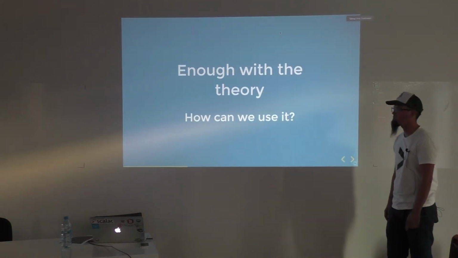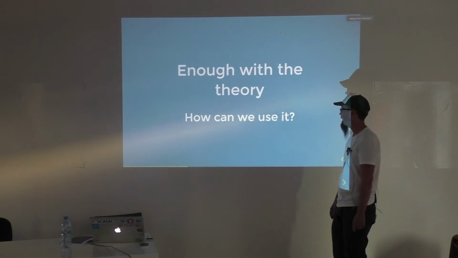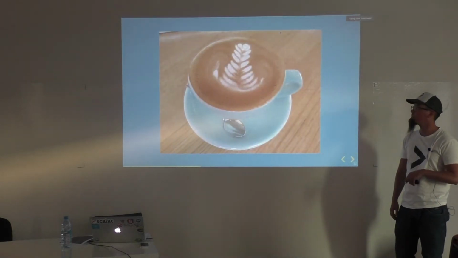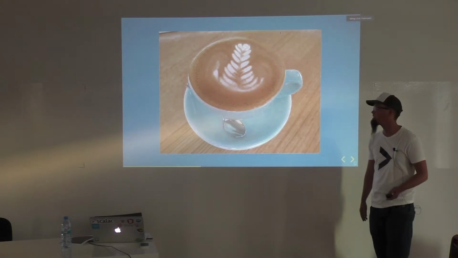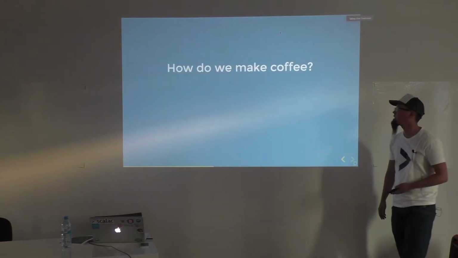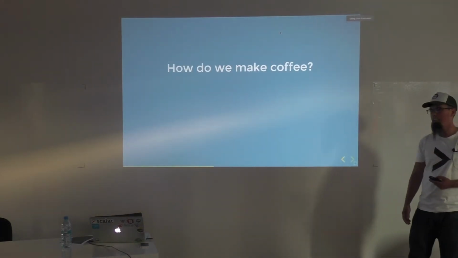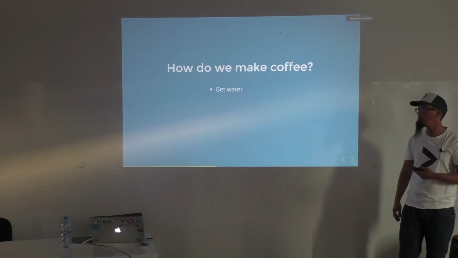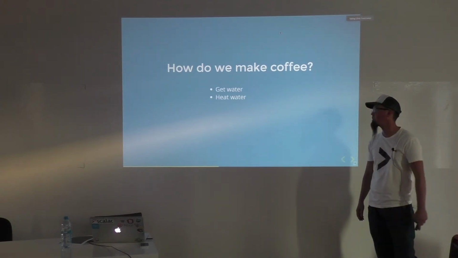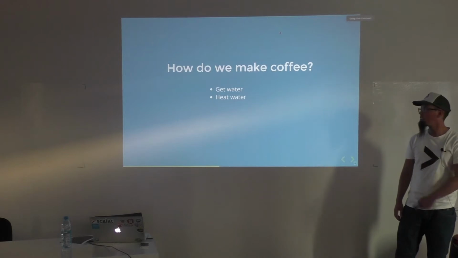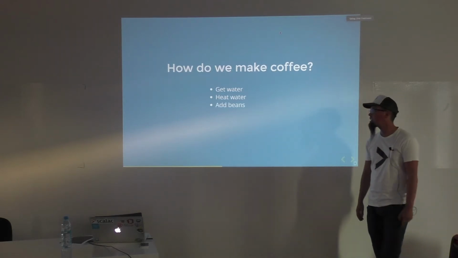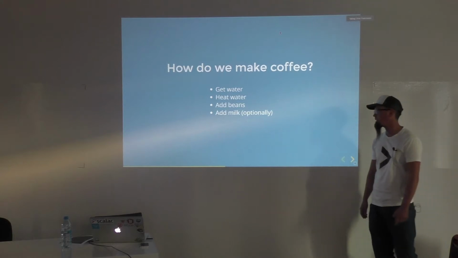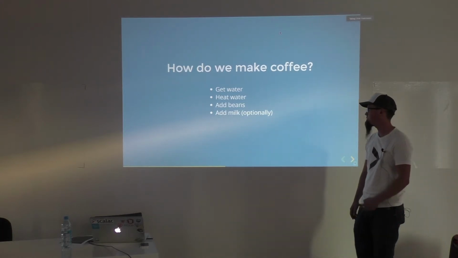So, well, enough with the theory. How can we use it? Let's talk about coffee. How can we make coffee? It's basically a few simple steps. We can get the water from the tap. Then we need to heat the water. Then we can add some beans. And optionally, we can add some milk. But personally, I like black coffee more.